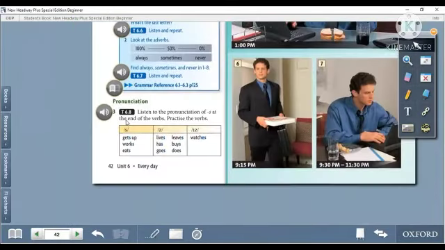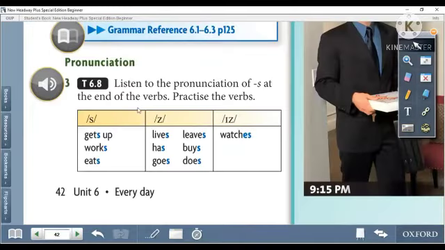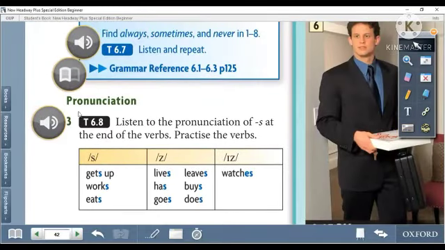Okay, we have here pronunciation. How do I pronounce the s? Here I have three ways to pronounce the final s at the end of the verb. We have to practice the verbs. Here we have the sound. S, z, iz, s, z, iz. You see different sounds. Okay, listen.